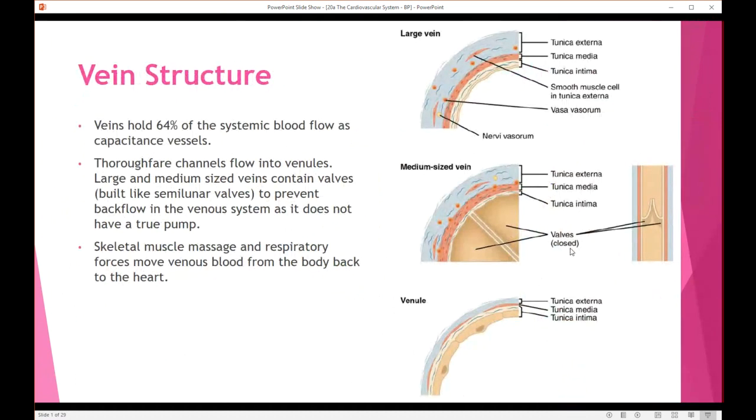The large and medium-sized veins actually contain valves. They're very similar to the semilunar valves, and they prevent any backflow within the venous system because it does not have a true pump. The skeletal muscle massage: every time we move our skeletal muscles, we're constricting onto our veins, and that helps push the blood up through the valves. Then when we're not pushing, those valves can close back down and the blood cannot flow in a backwards direction. This also happens with respiratory forces to help move the venous blood from the body back into the heart.